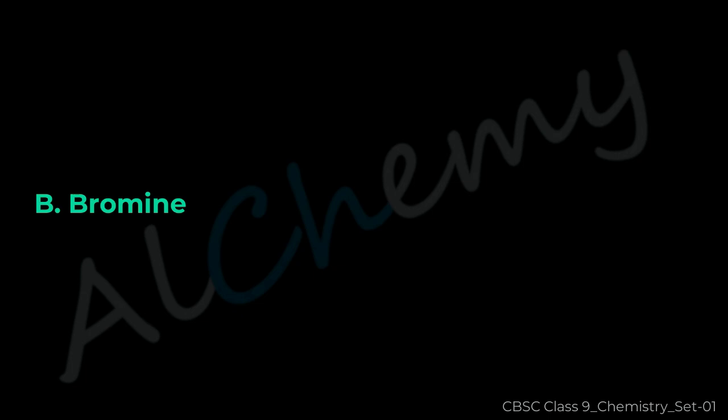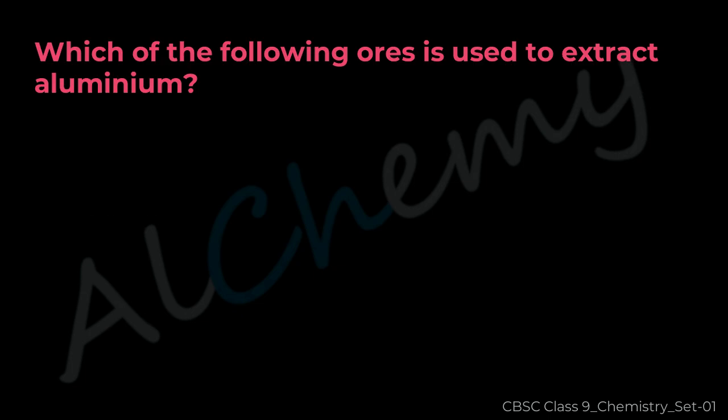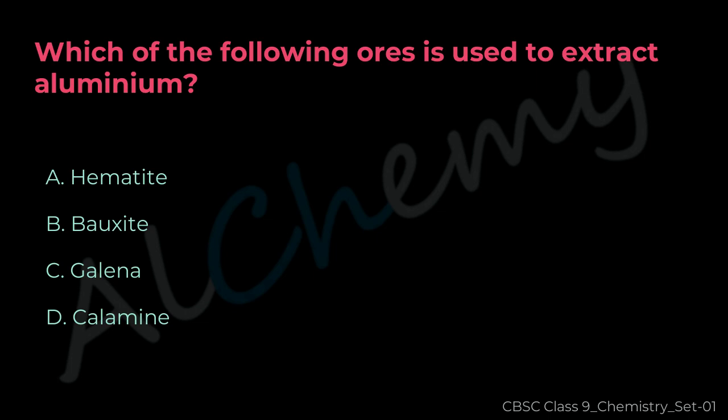The correct answer is B. Bromine. Question 29. Which of the following ores is used to extract aluminium? A. Hematite. B. Bauxite. C. Galena. D. Calamine.